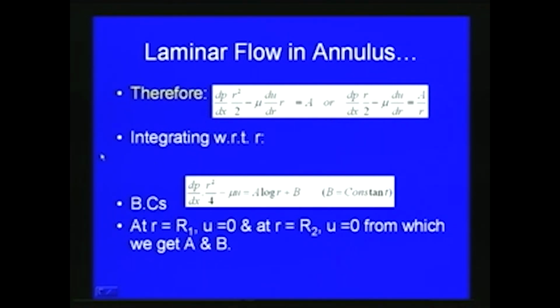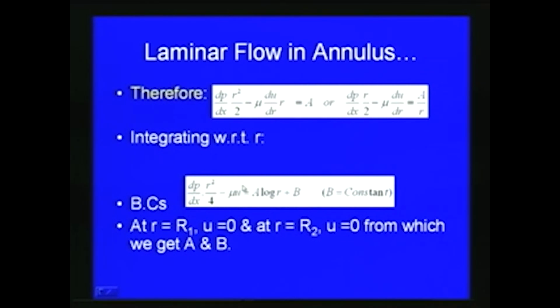Now our aim is to find the velocity variation. We got an expression with respect to the pressure gradient and the velocity gradient, but the final aim is to get an expression for velocity. So we will integrate with respect to r once again. That will give dP by dx into r square by 4 minus mu into u is equal to A log r, natural log r, plus B, where A and B are constants.